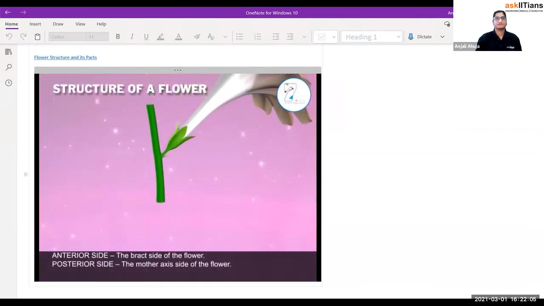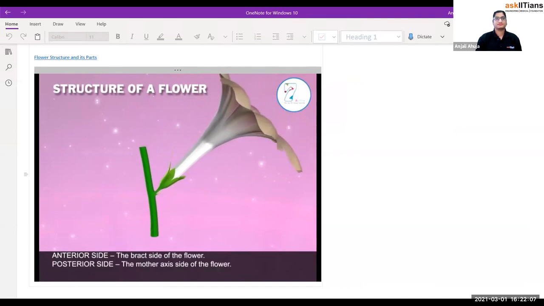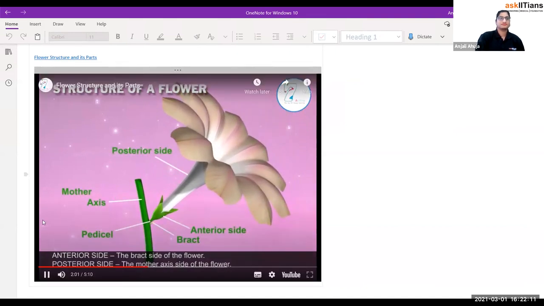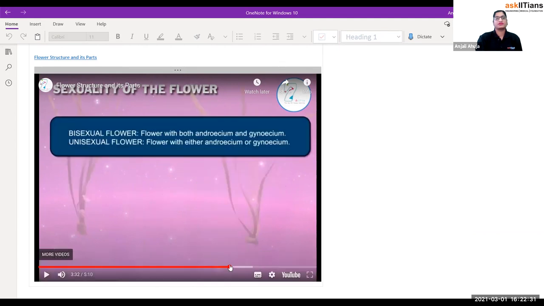Structure of a flower: the anterior side is the bract side of the flower; the posterior side is the mother axis side. The bracts are little green things which appear up there. This is not present in all flowers. If there are little green things, that is known as the bract side. And that's also something you don't have to learn. Hold on for a second. Not required, not required, not required. Further these things are not required.